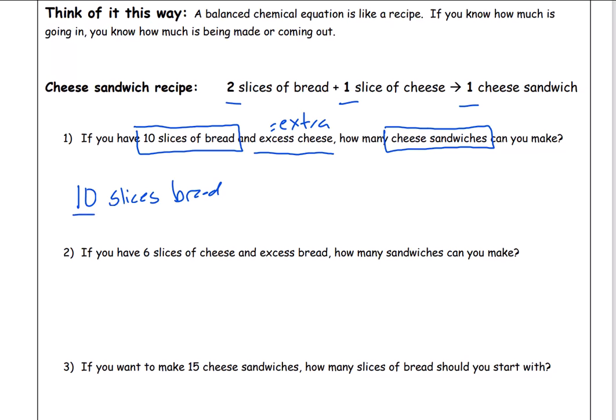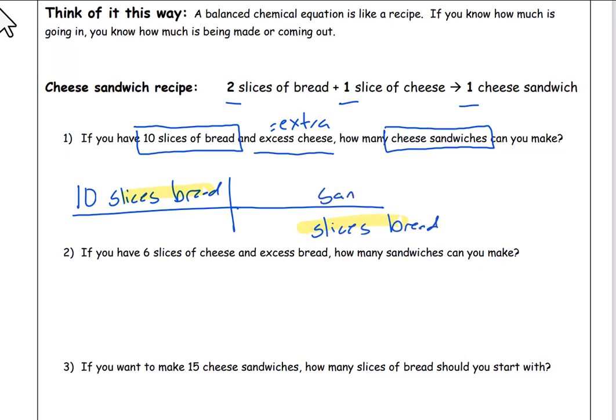And say 10 slices of bread. Whatever unit is here is going to go down here. So we're going to have slices of bread, and we're going to go to sandwiches. To find that ratio of how many slices of bread to how many sandwiches, we look at the balanced equation. 2 slices of bread for every 1 sandwich. So 2 slices of bread for every 1 sandwich. Dividing that, we get 5 sandwiches.